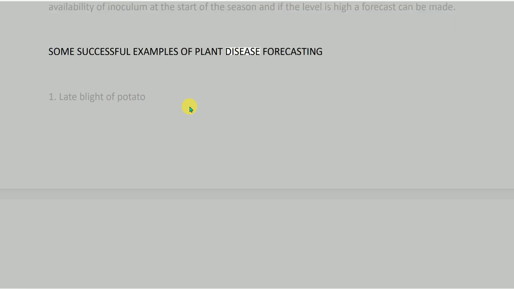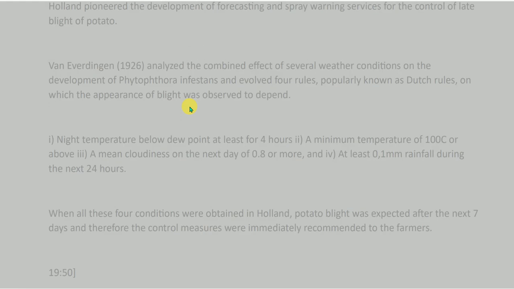1. Late blight of potato. Holland pioneered the development of forecasting and spray warning services for the control of late blight of potato. Van Everdingen, 1926, analyzed the combined effect of several weather conditions on the development of Phytophthora infestans and evolved 4 rules, popularly known as Dutch rules, on which the appearance of blight was observed to depend.